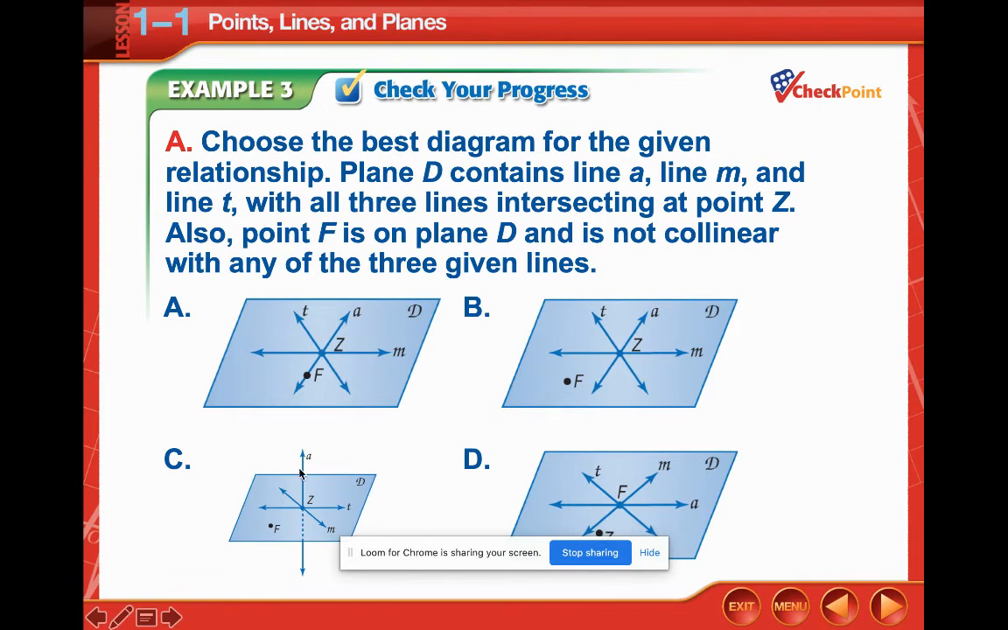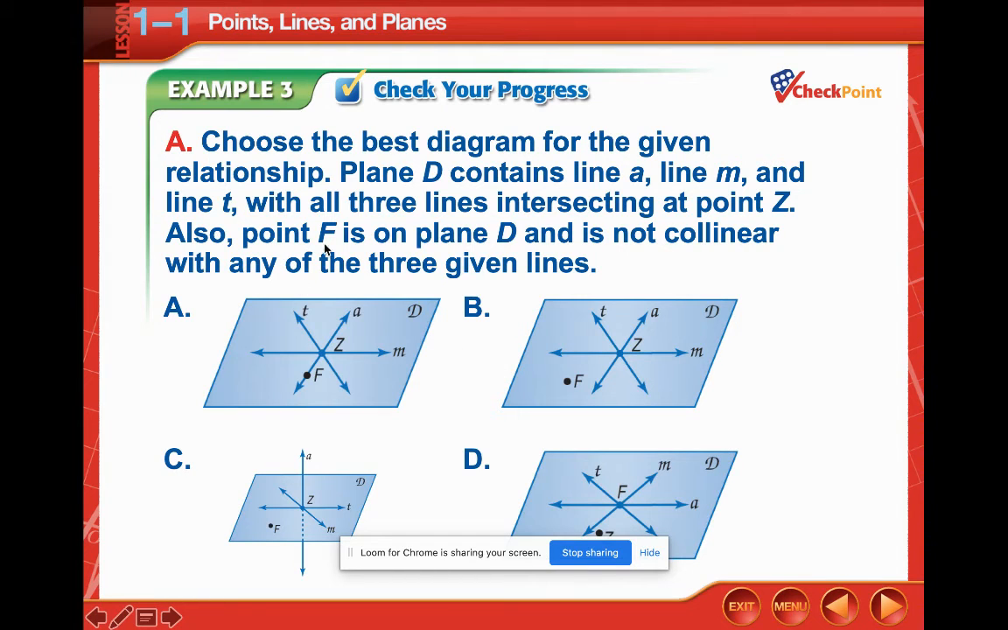All right, let's make sure the other 3 have line M. 1, 2, 3. Yep, they all have line M. All right, and line T. 1, 2, 3. They all have line T, A, and M right here, these 3. All right, all three lines intersecting at point Z. They intersect the point Z, they intersect the point Z, they intersect the point F. That's no good. So it looks like we're down to A and B.